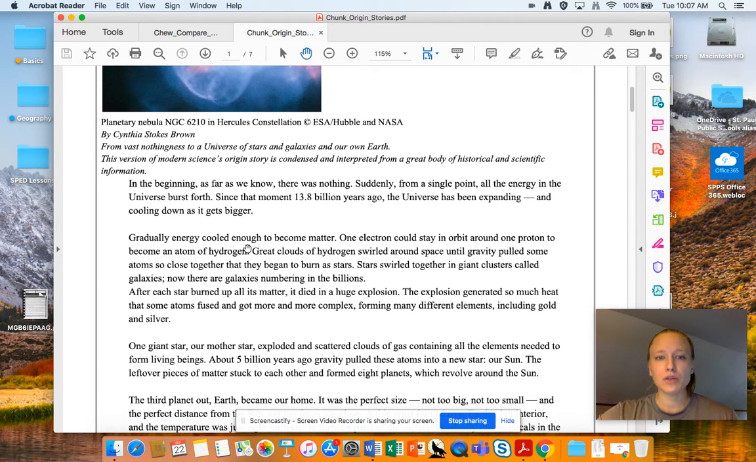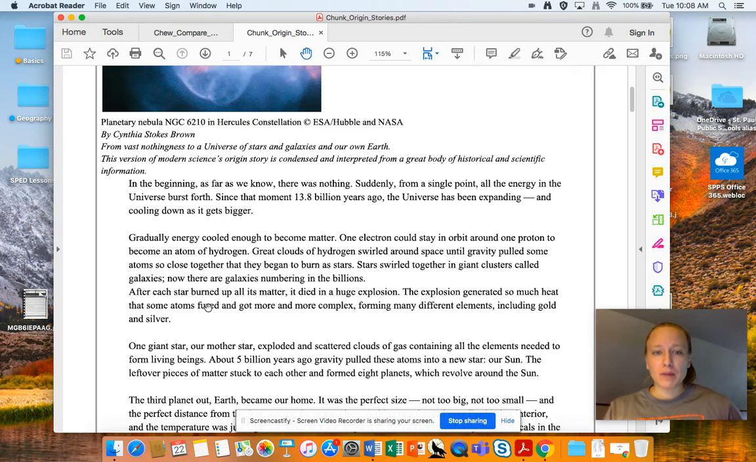Gradually, energy cooled enough to become matter. One electron could stay in orbit around one proton to become an atom of hydrogen. Great clouds of hydrogen swirled around space until gravity pulled some atoms so close together that they began to burn as stars. Stars swirled together in giant clusters called galaxies. Now there are galaxies numbering in the billions.